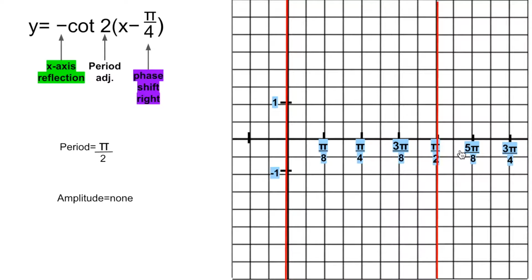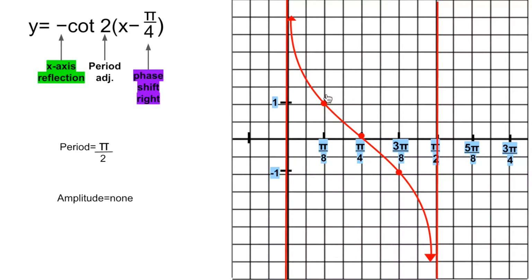When x equals pi over 4, y is 0, so we put a dot here. When x equals pi over 8, y equals 1, so we put a dot here. And when x equals 3 pi over 8, y equals negative 1, so we put a dot here and draw in our curve. Now for the x-axis reflection.